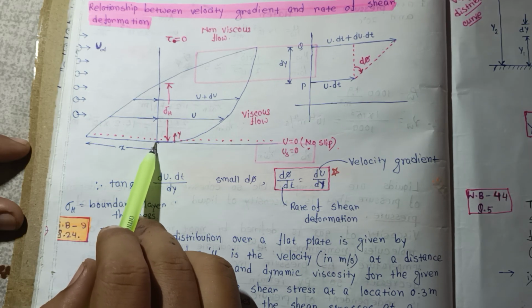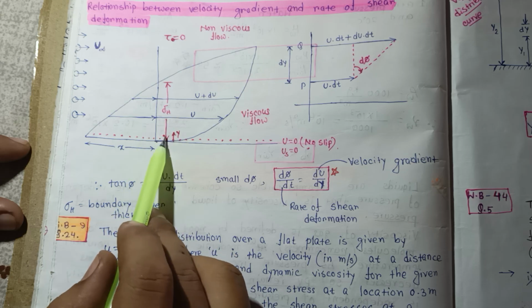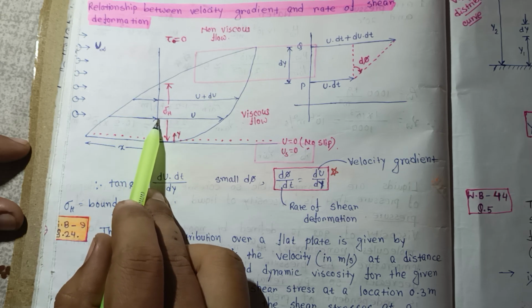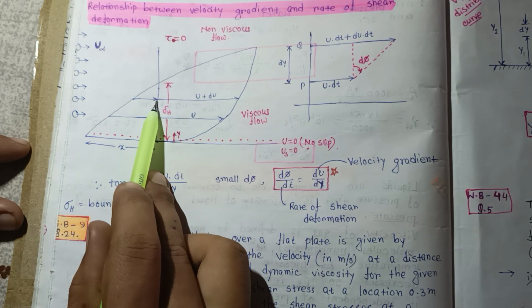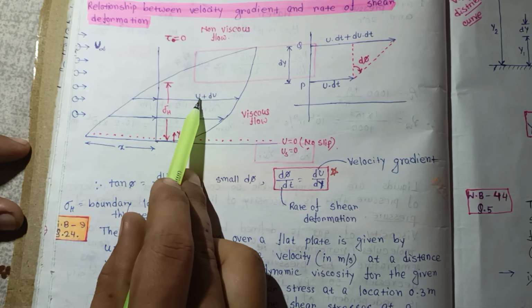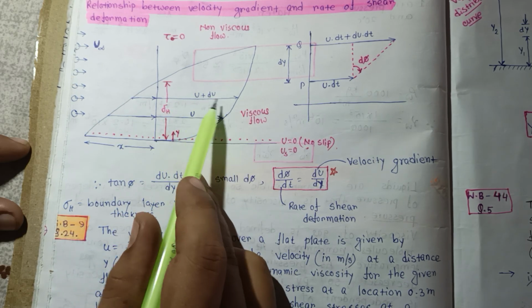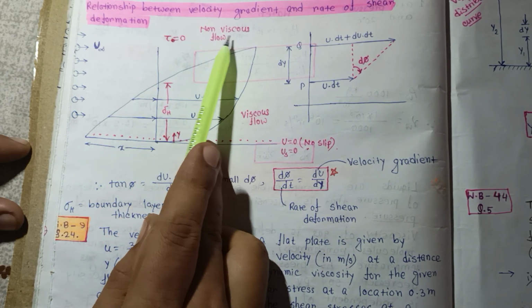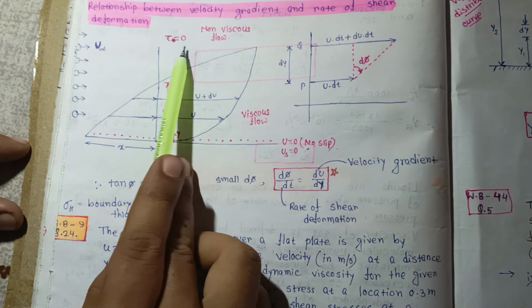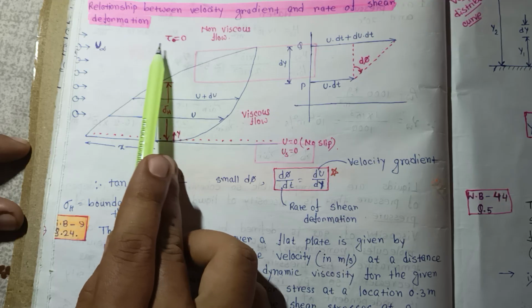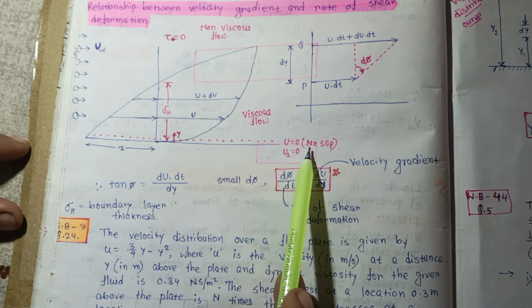At location x, delta is the boundary layer thickness, and at this point the velocity of the fluid element is u, and at the dy location the velocity is u plus du. In that region tau is not equal to 0, and outside this region it is a non-viscous flow, tau equal to 0. So inside the boundary layer it is viscous flow, and outside it is non-viscous flow. Here there is a no slip condition, u equal to 0.